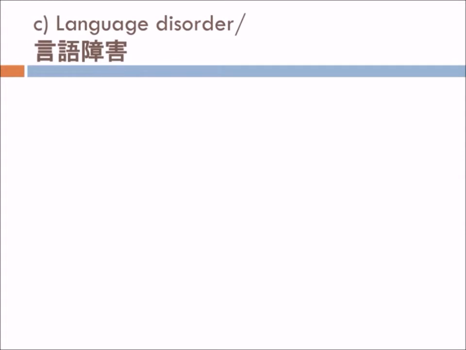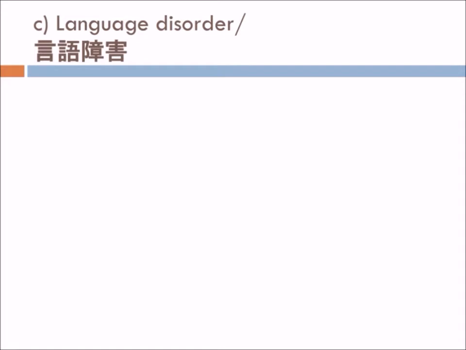Language disorder. Language disorder is a state in which a person has difficulty communication using speech due to the damage to the language center of the cerebrum or speech organs. It is a state in which the person finds it difficult to hear, speak, read, and write due to the acquired damage to the language center of the cerebrum. Typical language disorders are aphasia and dysarthria.